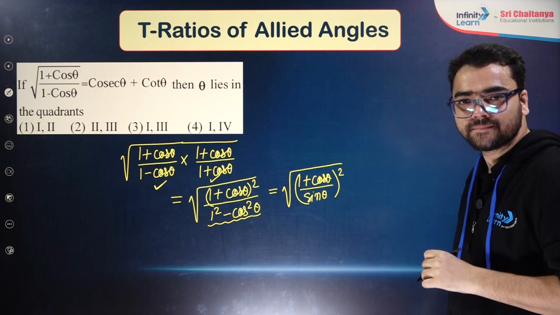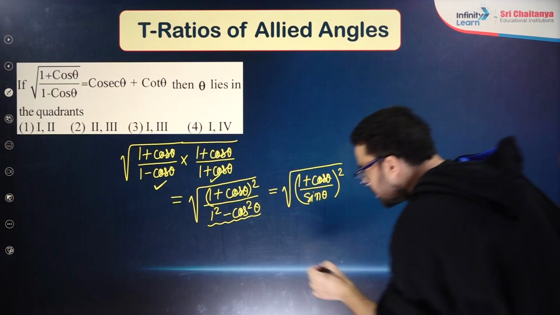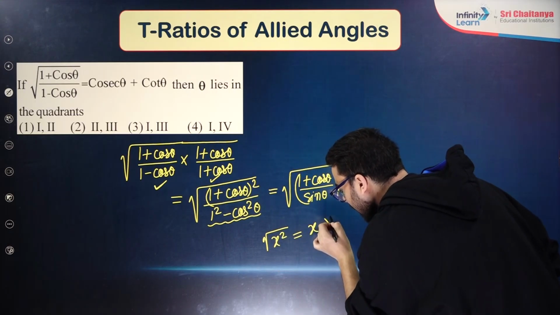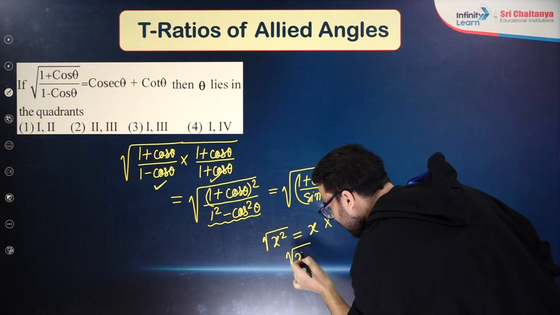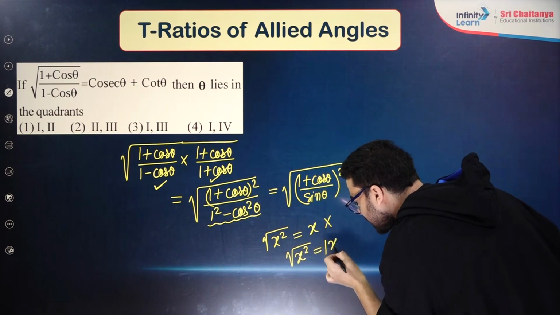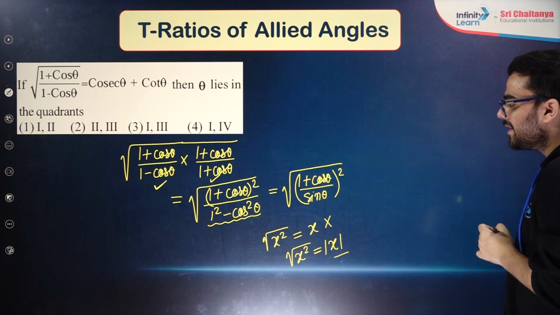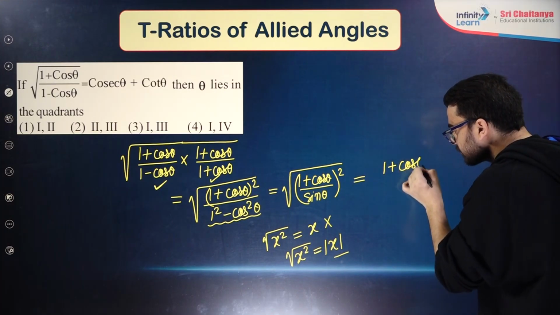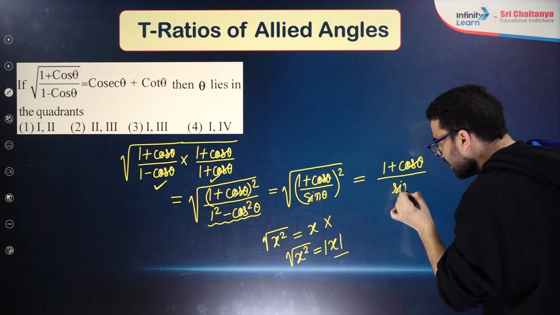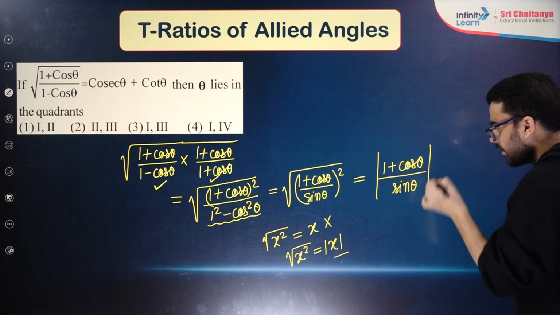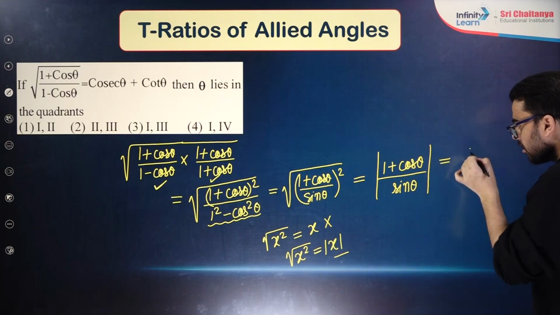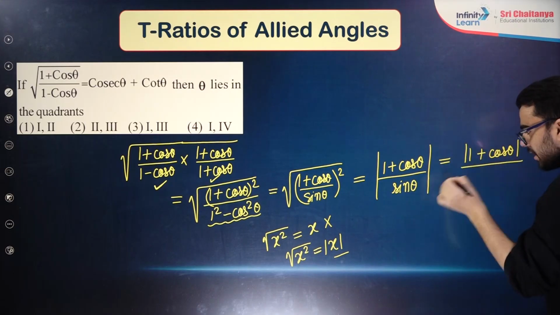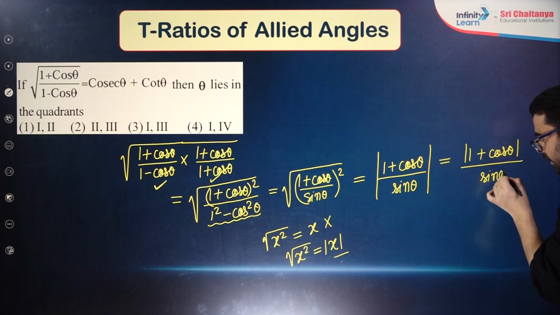See over here. Now basically you know this logic that square root of x square is never equal to x. I did explain it many times on this channel that square root of x square is modulus of x, and I did explain the logic behind it as well. So over here this will be 1 plus cos theta upon sine theta, and modulus of it, correct? Now if you just separate it out, this is 1 plus cos theta modulus of it, and in the denominator it is sine theta modulus of it.